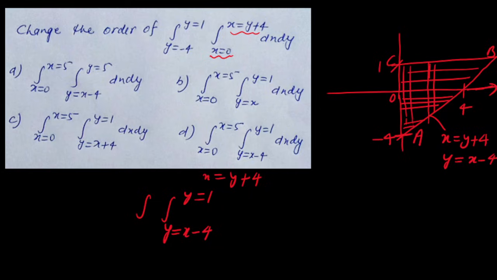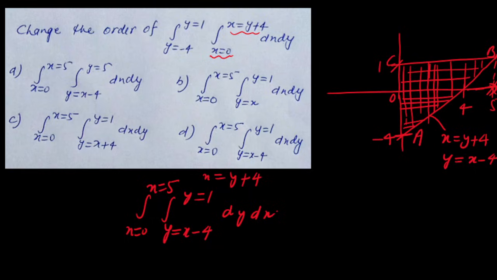Look at the screen here. We are moving horizontally and going up to this point. What is the coordinate of this point? If y is equal to 1 and the line is x is equal to y plus 4, then x will be 4 plus 1, that is 5. So we have to move from x is equal to 0 to x is equal to 5, and then dy dx. Here it is written dx dy.